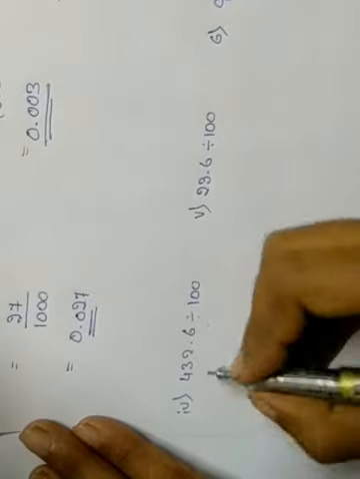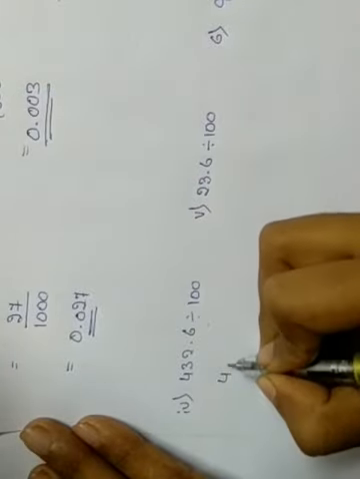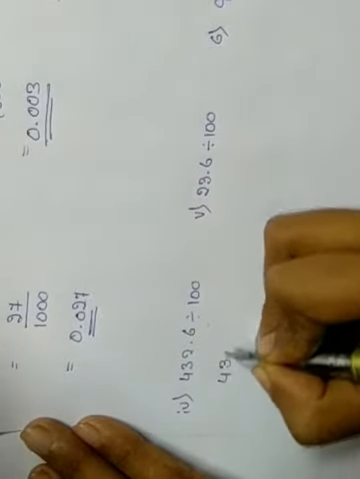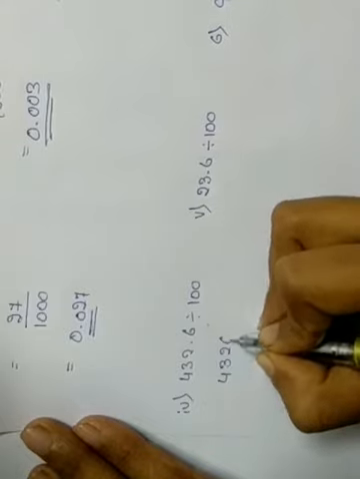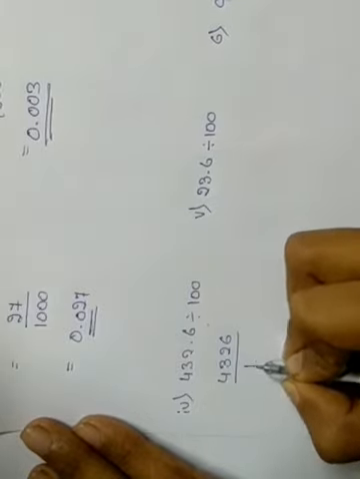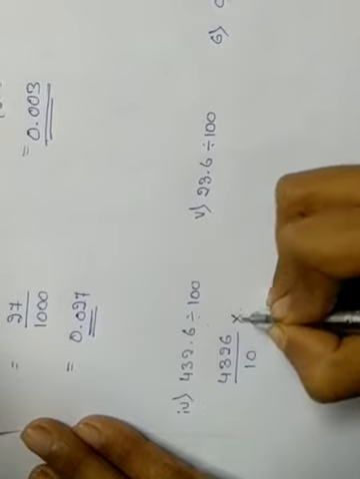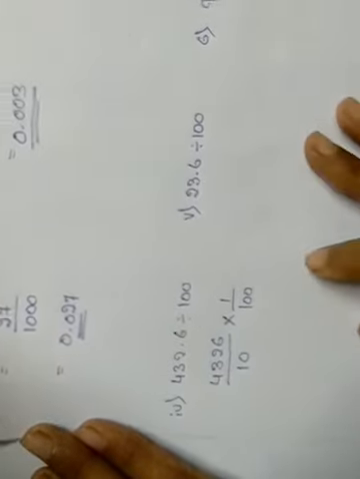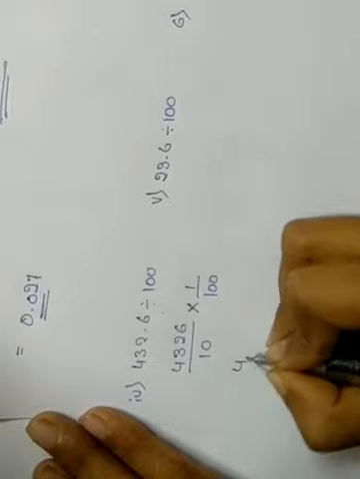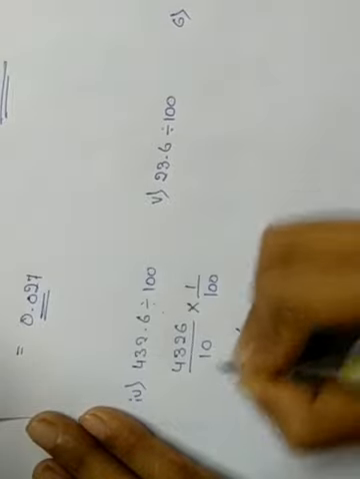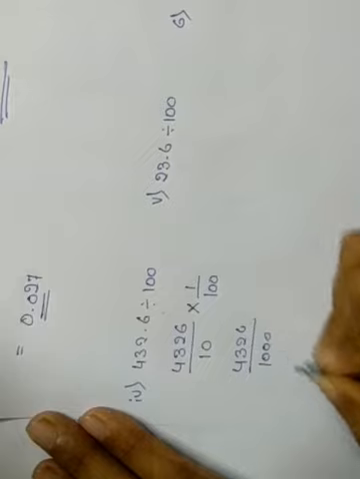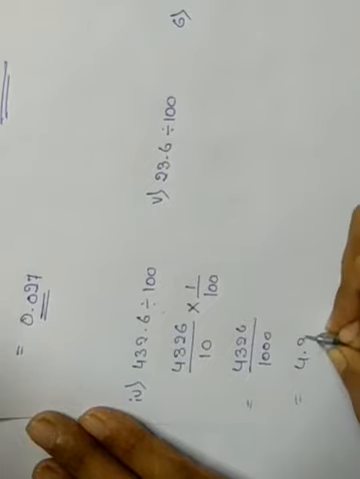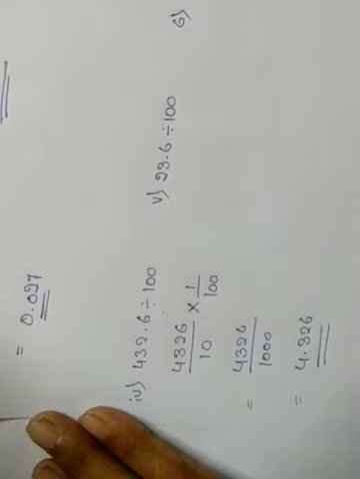Fourth one, 432. We remove the decimal point and write 6. Divide it by 10. Change the sign, divide it by 100. 1 divided by 100 means reciprocal. 4326. 10 into 100 is 1000. We'll get 4.326 as the answer.